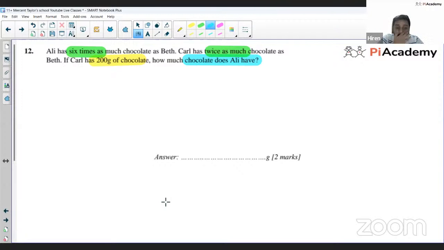Okay, so the most popular answer in the chat box is 600 grams, right? So everyone is saying 600 grams. So yes, please, remaining members, please try to solve this question. You have the last 30 seconds.